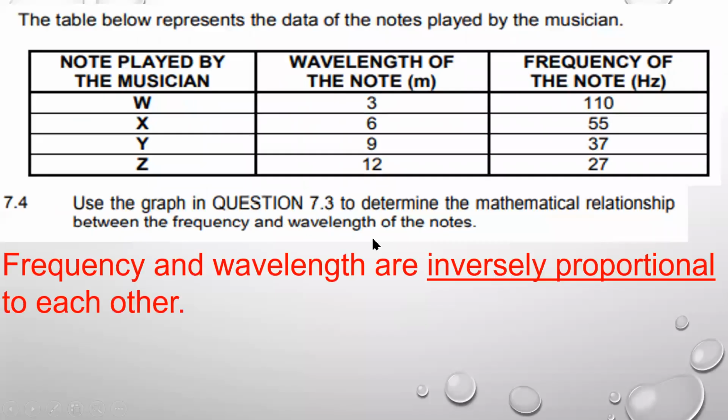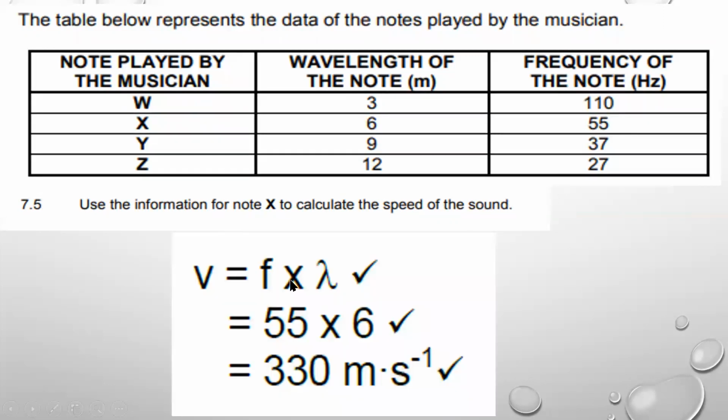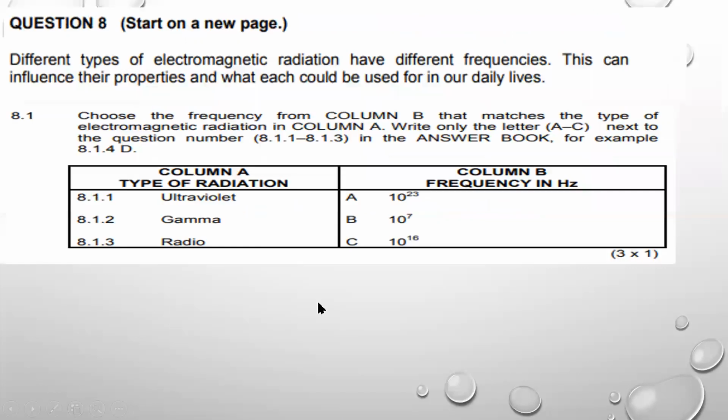So next question. X. Okay, calculate the speed of sound for X. We know wavelength, we know frequency. What was the speed? Speed equals f times wavelength. Frequency times wavelength. We can just calculate with our formula. V equals frequency times wavelength.